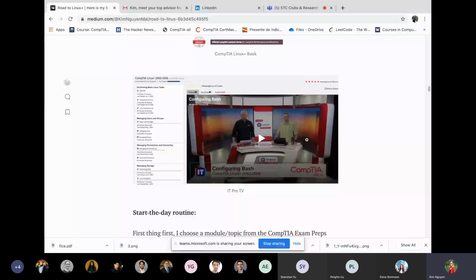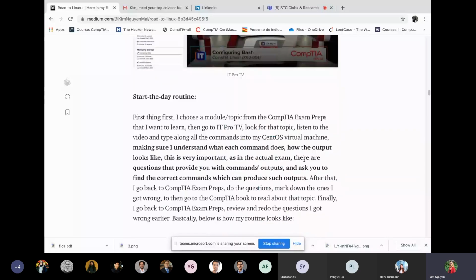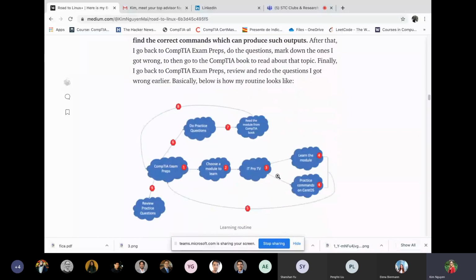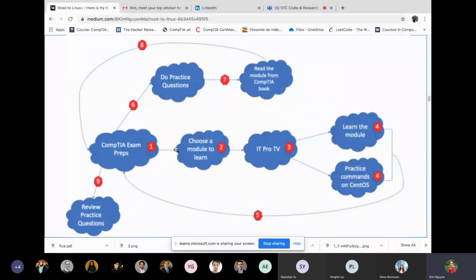And basically, this is my routine, how I did it. When I started studying for the day, I would start by going into the CompTIA exam preps. Then I would choose a module that I wanted to learn about. And then I'd go to IT Pro TV, look for that content, that module, and listen to the video.